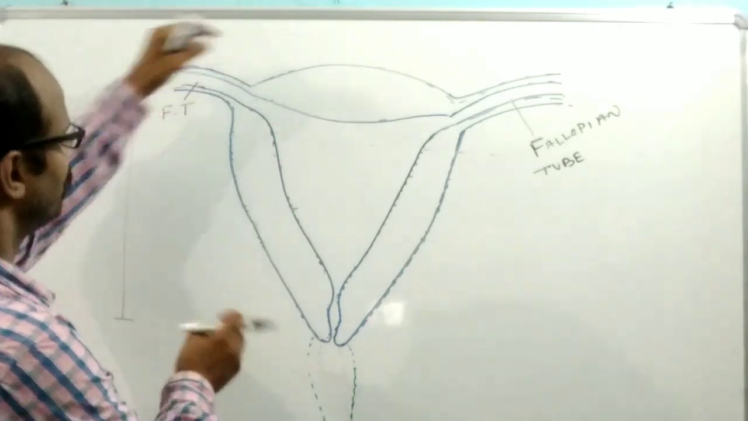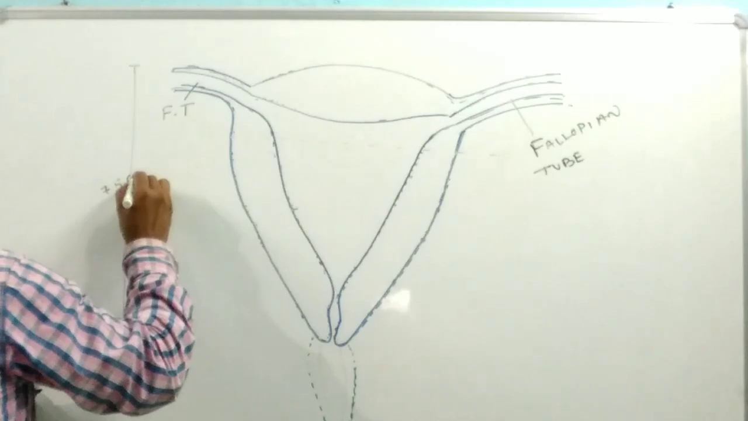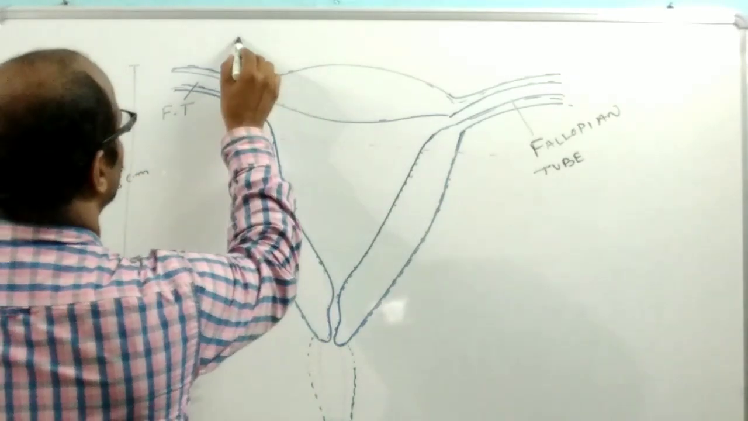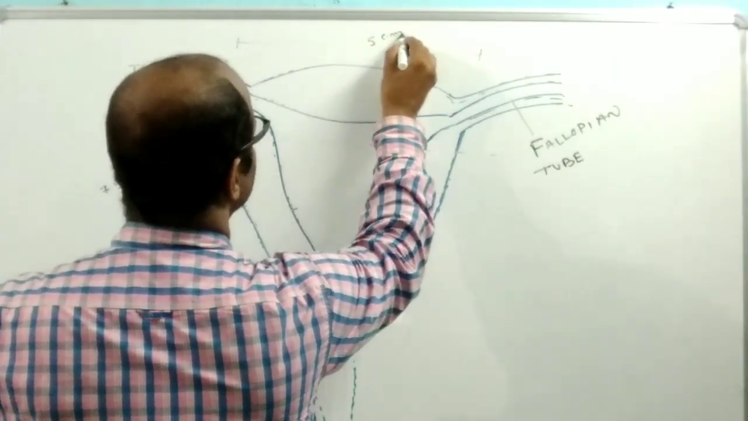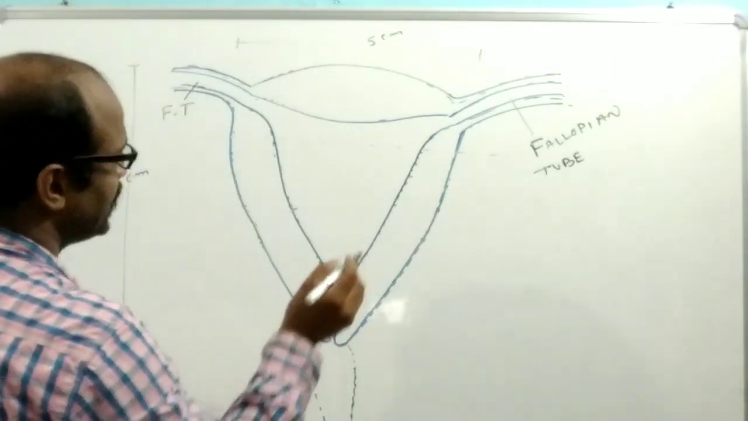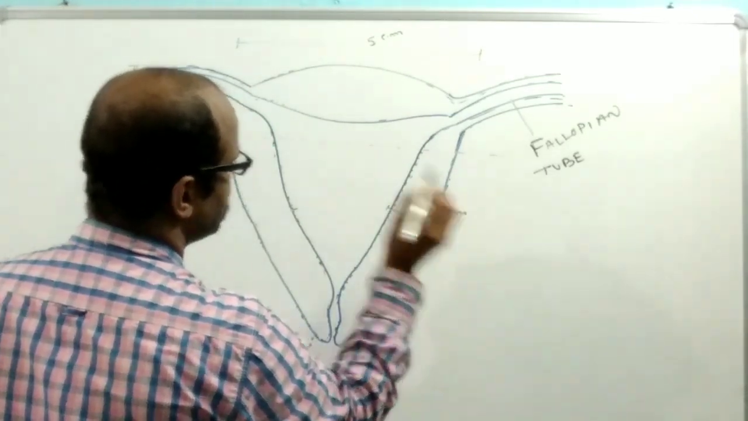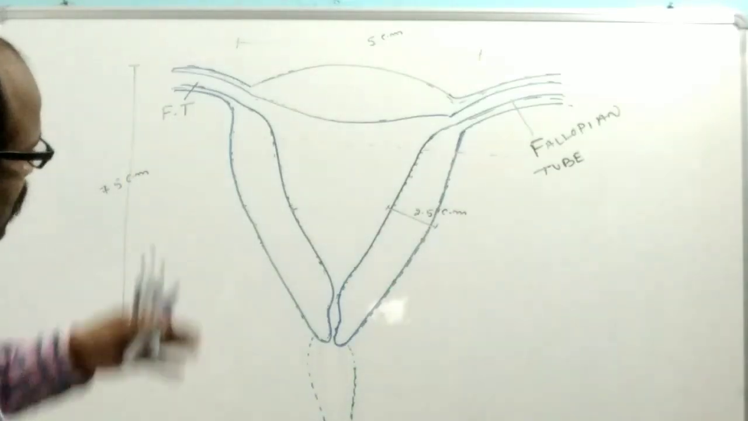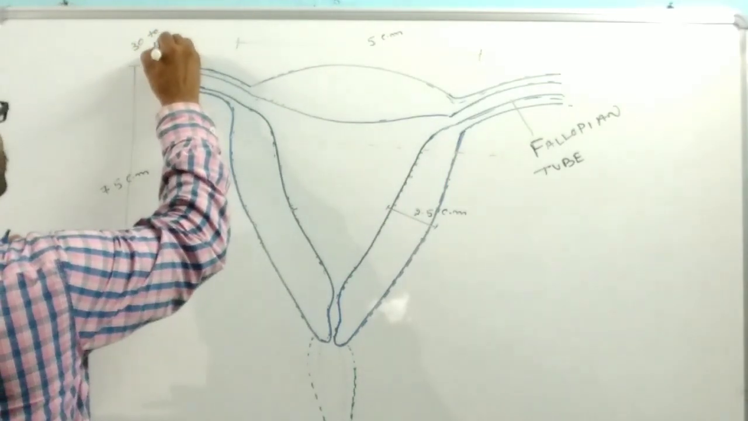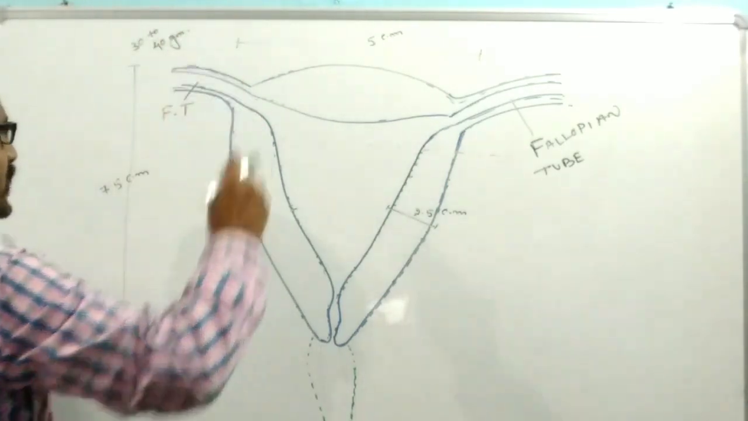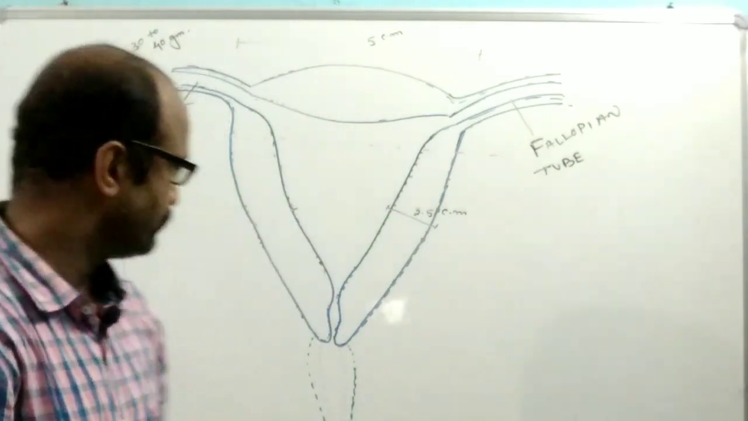The length of the uterus may be 7.5 cm, the width may be 5 cm, and the thickness of the wall is about 2.5 cm. The weight of the uterus may be 30 to 40 grams. So if you weigh the uterus, it weighs about 30 to 40 grams.